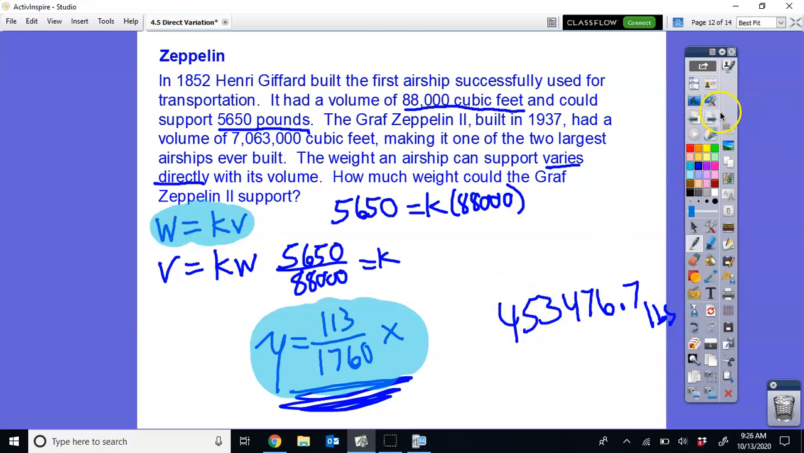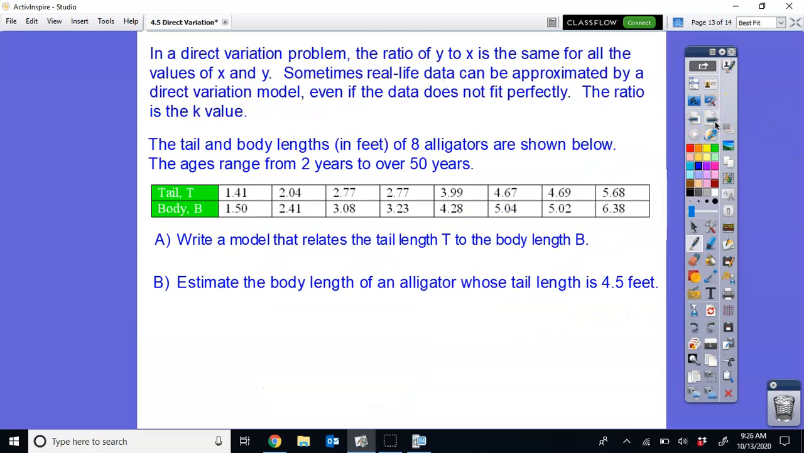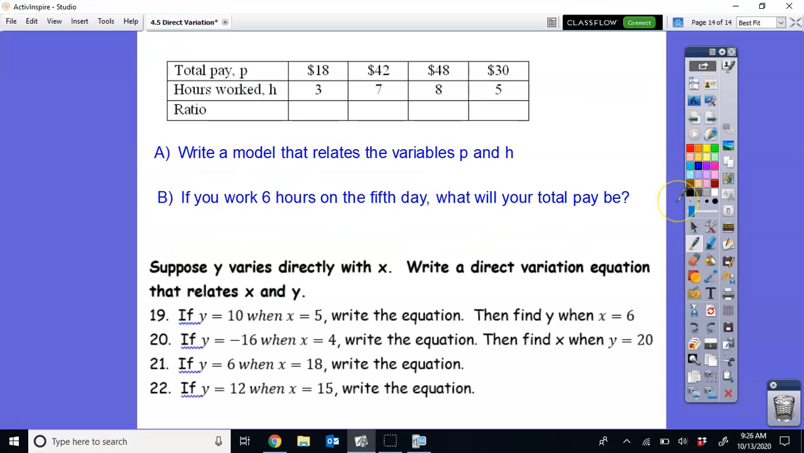All right, so your homework is right here on the screen. All you have to do is go through, do the problem at the top here, and then the 4 problems at the bottom. So it's only 5 problems.